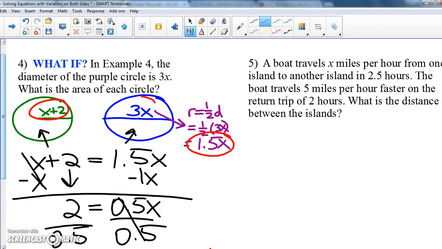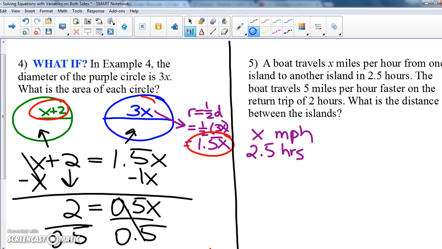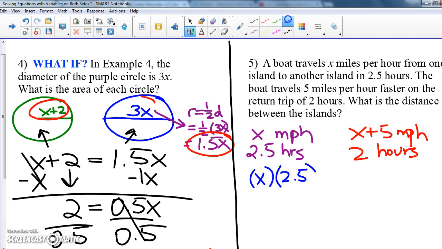Okay, on this last one, a boat travels x miles per hour from one island to another island in 2.5 hours. I'm going to stop there. So x miles per hour, 2.5 hours. The boat travels 5 miles per hour faster, x plus 5, on the return trip, and it takes 2 hours. What's the distance? All right, distance equals rate times time. So, rate times time equals same distance, right? Rate times time. Let's go ahead and solve.